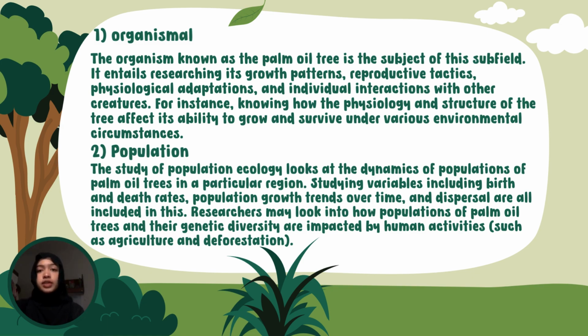circumstances. For the second one, we have the population. For the population, the study of population ecology looks at the dynamics of populations of palm oil trees in a particular region, studying variables including birth and death rates, population growth trends over time, and dispersal. Researchers may look into how populations of palm oil trees and their genetic diversity are impacted by human activities such as agriculture and deforestation.